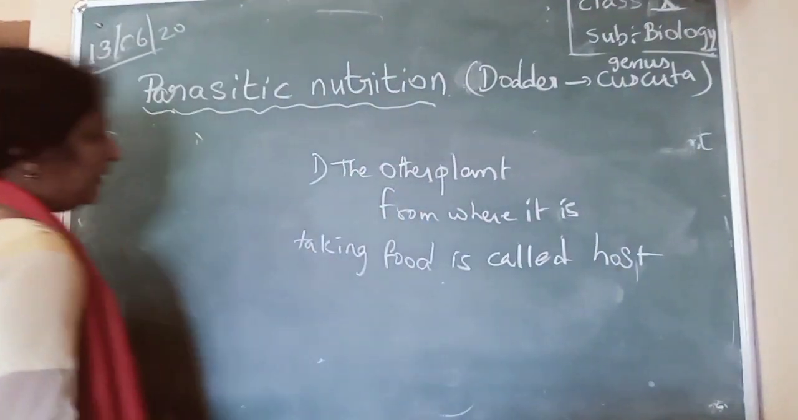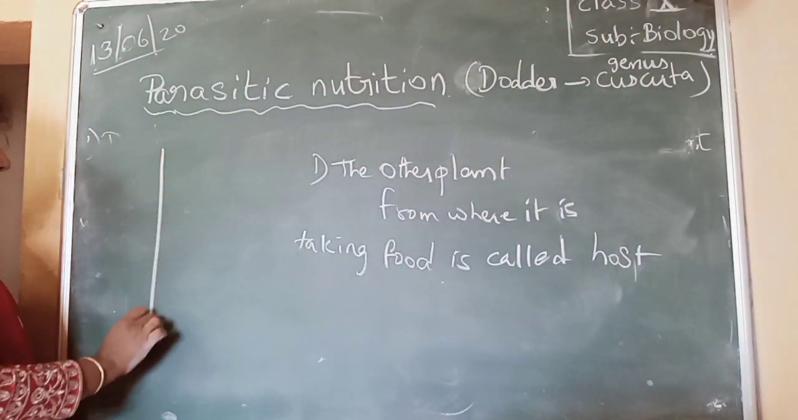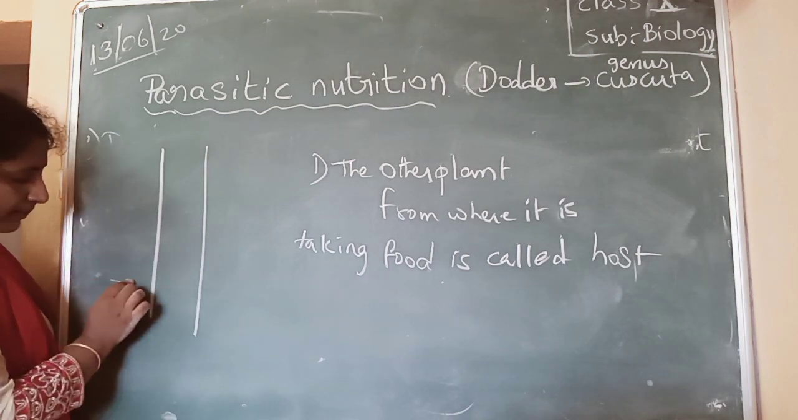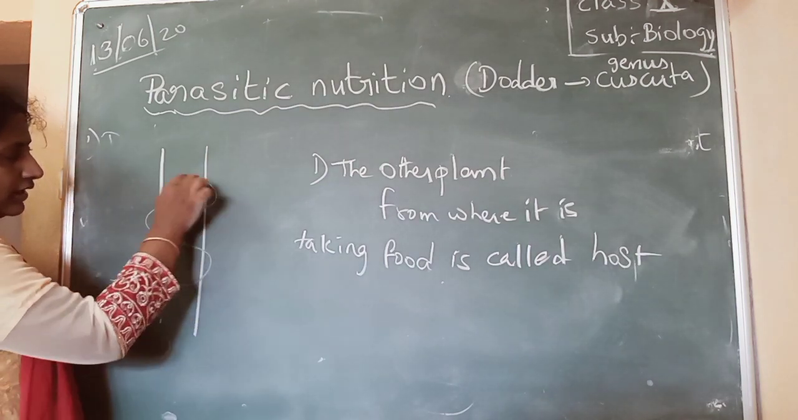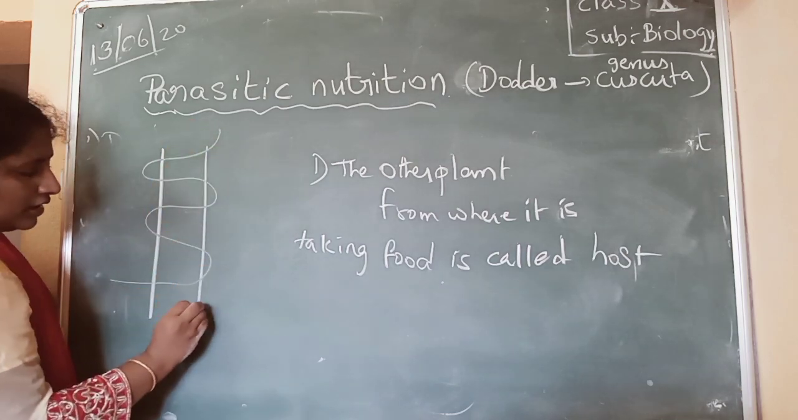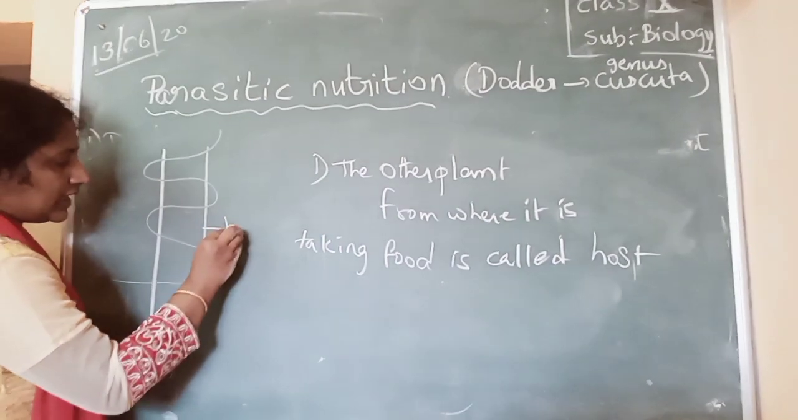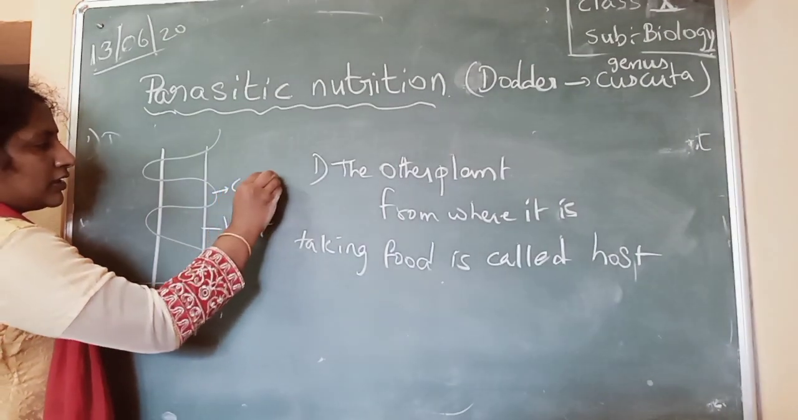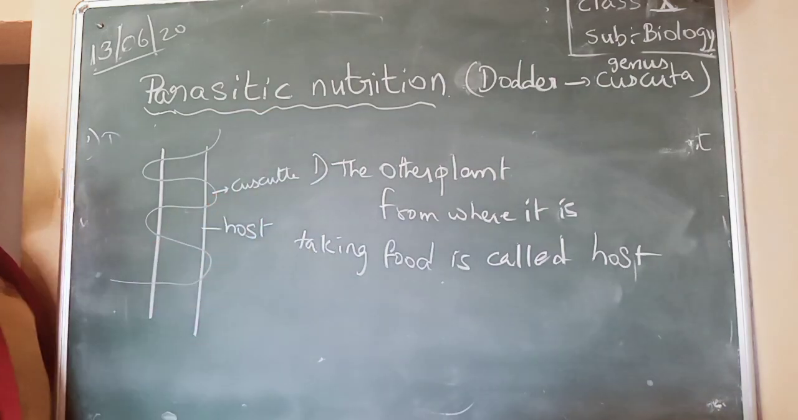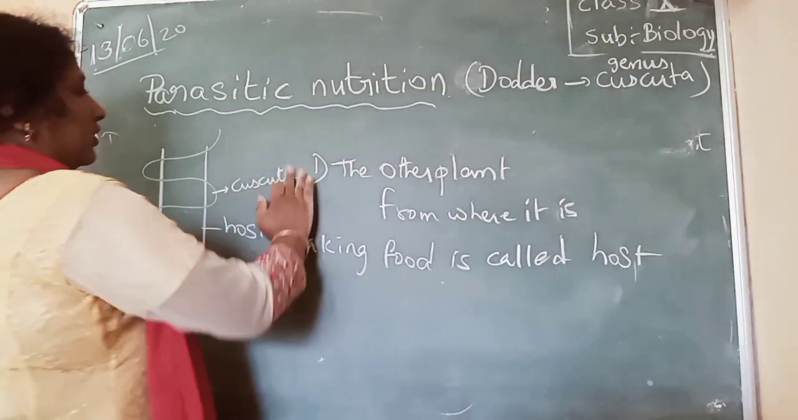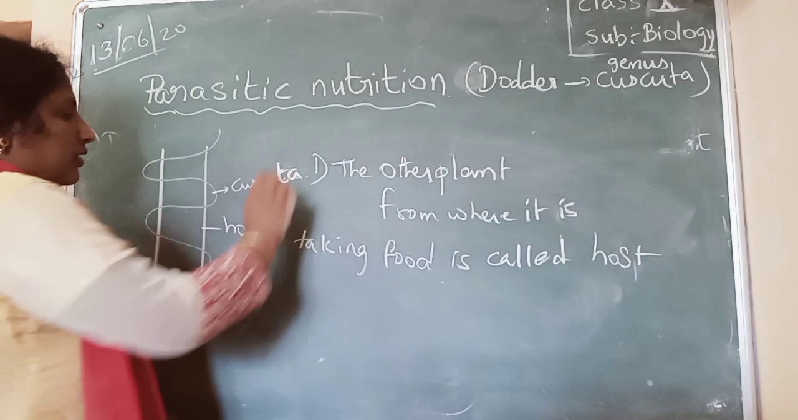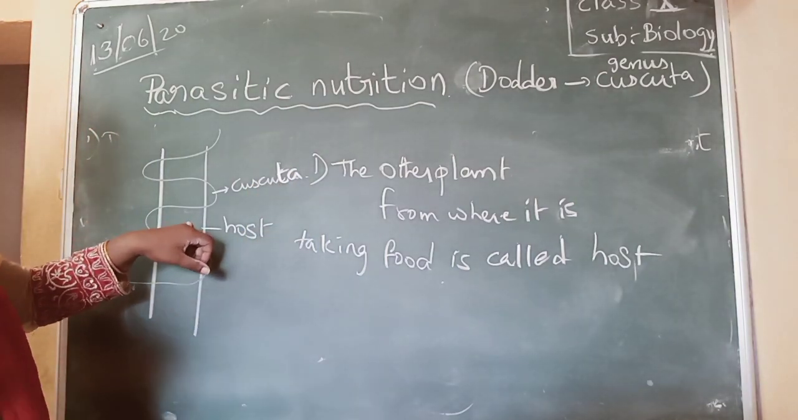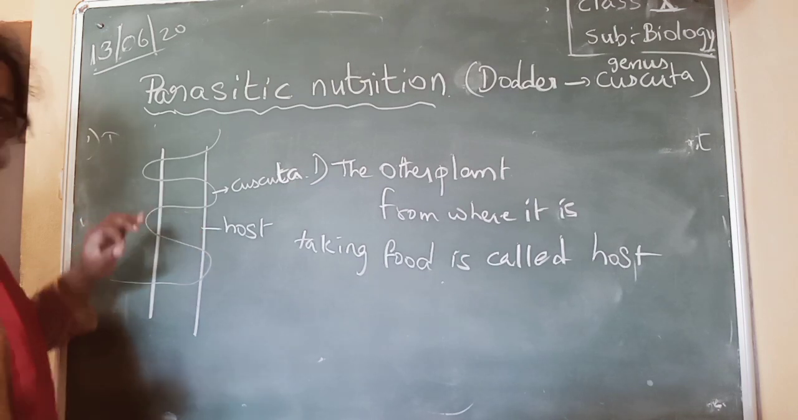Now if you see, this is our plant. The Cuscuta plant will develop like this. This is our host, and this is our Cuscuta plant, or dodder plant. So it takes the nutrients from the other plant. The other plant is called the host.